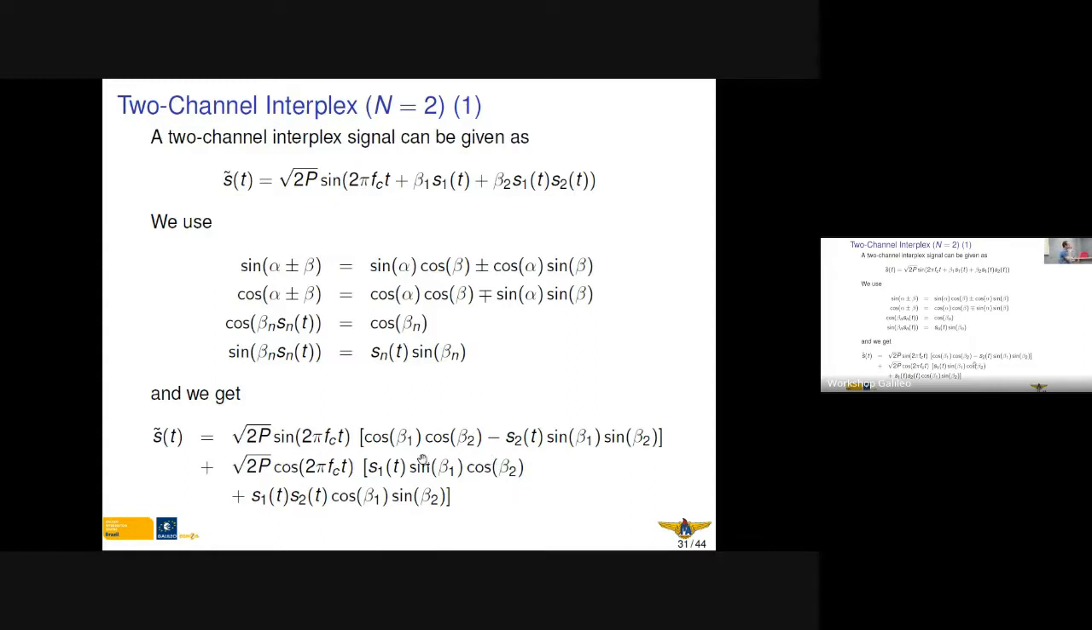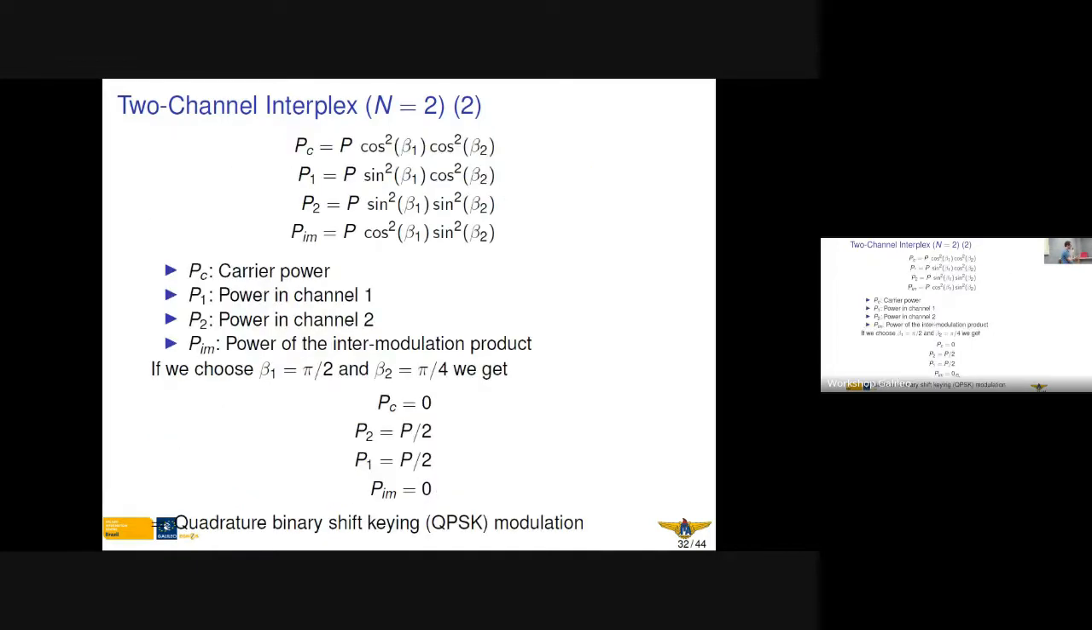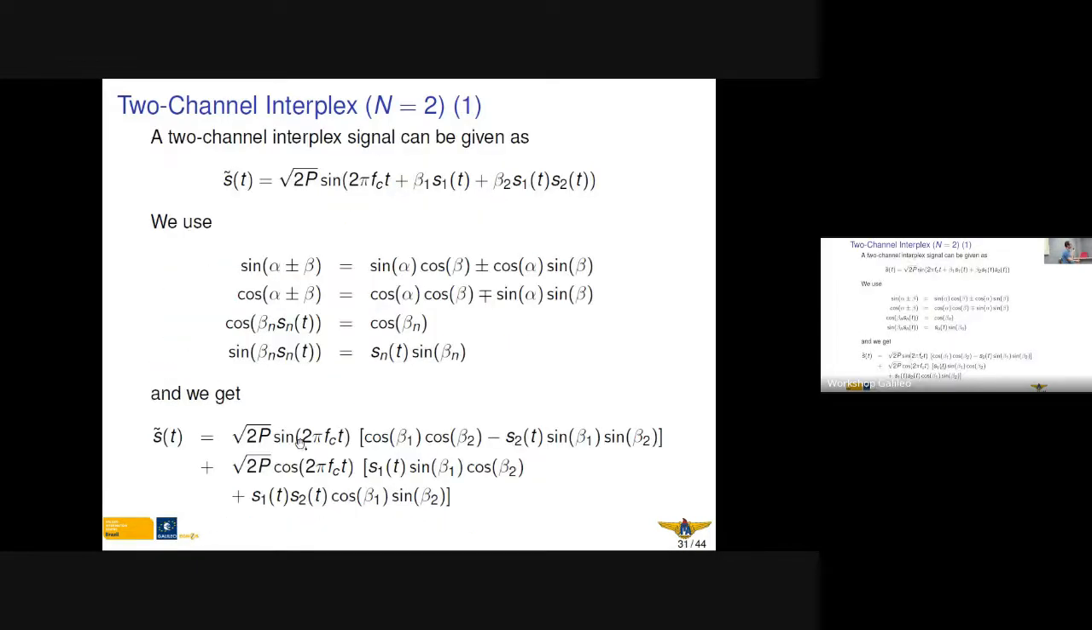And when we apply these theorems, we can reformulate this signal S tilde, which is the passband multiplex signal. We can see now that we have a sine carrier with two components, and a multiplication with a cosine carrier and another two components. We can now calculate the power of these, which are the in phase and the quadrature components, so the power of these four signal components.